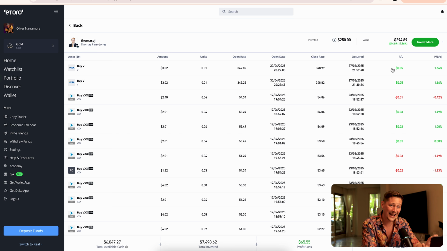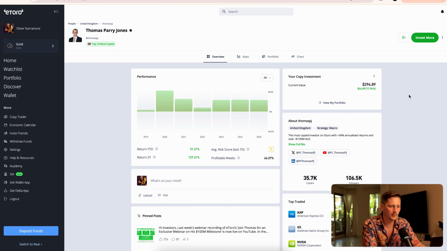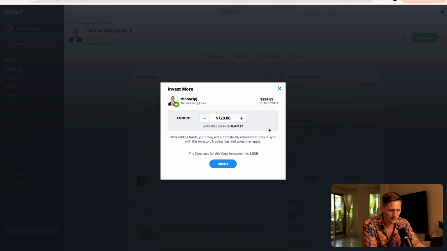And if you're copying outside of the UK or inside the UK, it doesn't matter where. If you're copying a popular investor, it's completely free as well. There are no fees on each of the trades opened. So you can see here exactly what has been bought and sold recently. If you want to invest more, click on invest more at the top. You can put in the amount, update, and it will invest more.